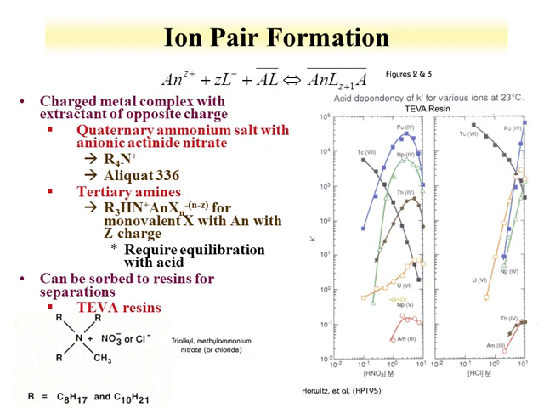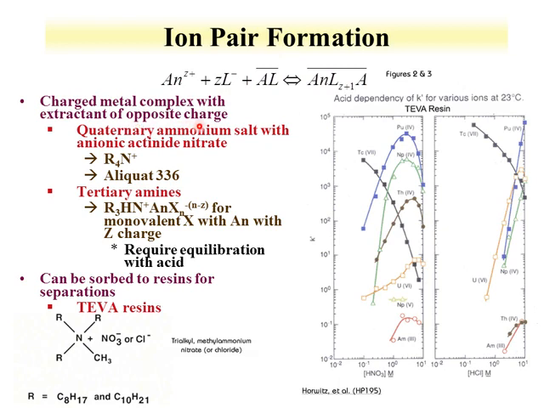Another extraction mechanism is similar to solvation. This is ion pair formation. Again, we start with a metal ion in an aqueous phase, a ligand in an aqueous phase, and then a charged ligand with a coordinating anion that forms an actinide ligand coordinating anion species in the organic phase.